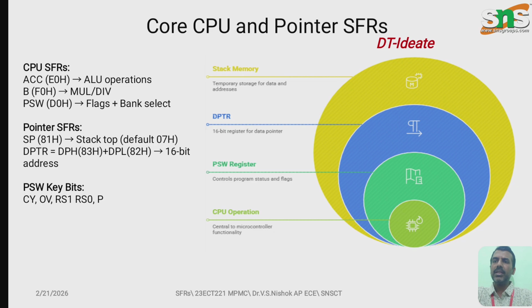Likewise, DPTR is the data pointer SFR, which is a 16-bit address. And finally, coming to the PSW key bits: CY for carry, OV for overflow, RS1, RS0, and P.